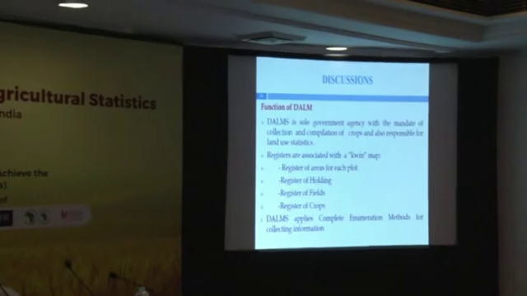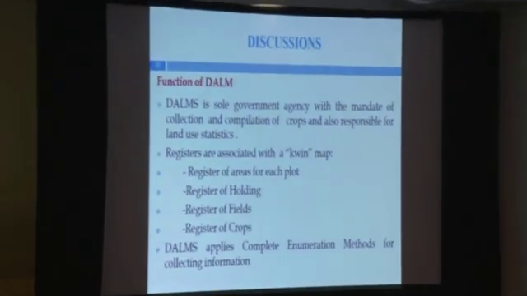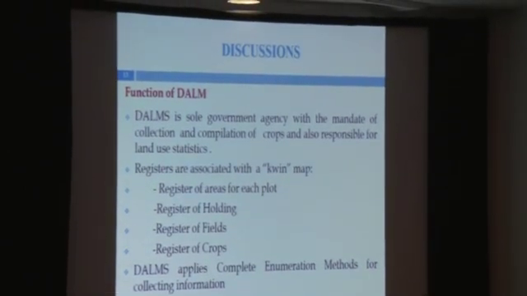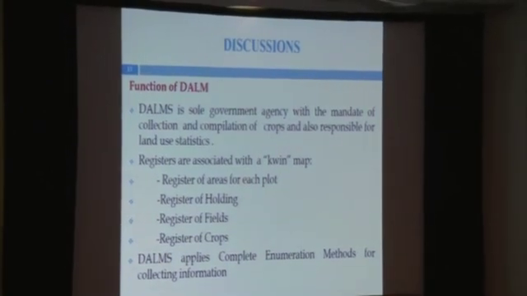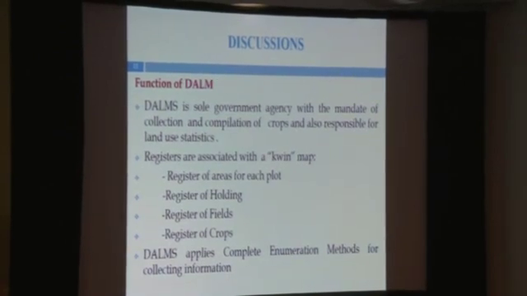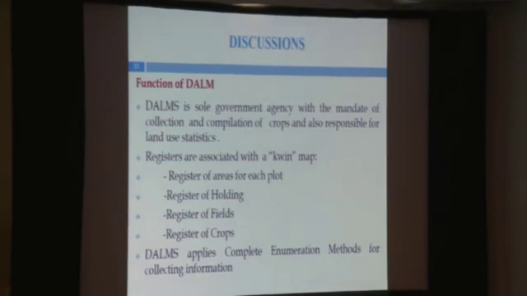For the respective department, how is the data collected from the state and region to the district level? The LMA is the only government agency with the mandate for the collection and compilation of crop data and also responsibility for land use statistics. Registers are associated with the area map. Green map means the defined area map. The registers are associated with the area for each block: register of holding, register of fee, and register of crop. The LMA is applying the complete enumeration method for collecting the information.